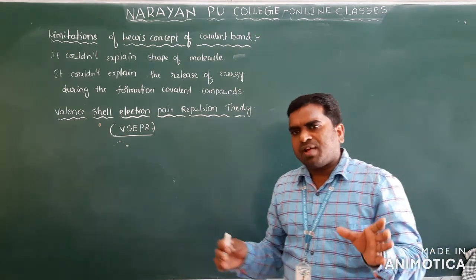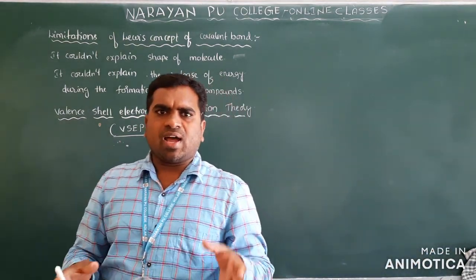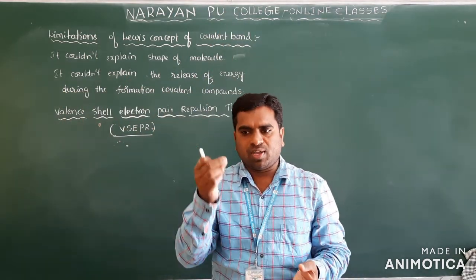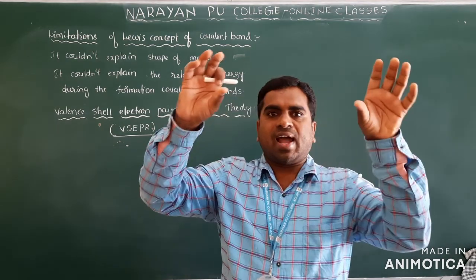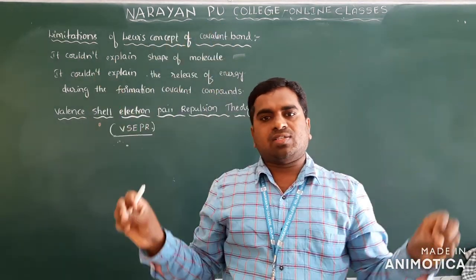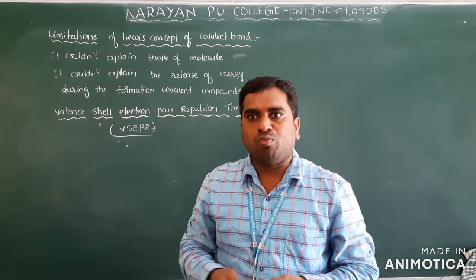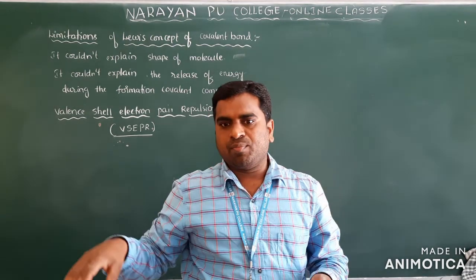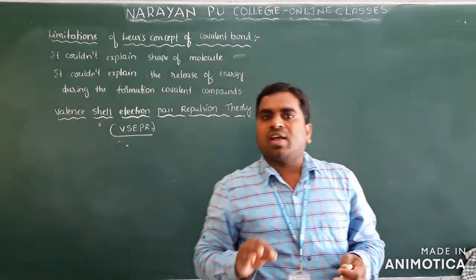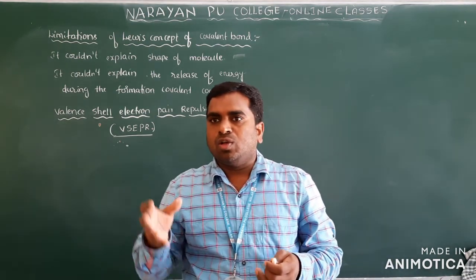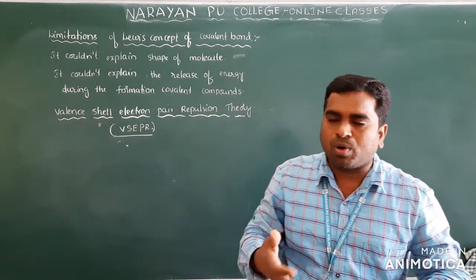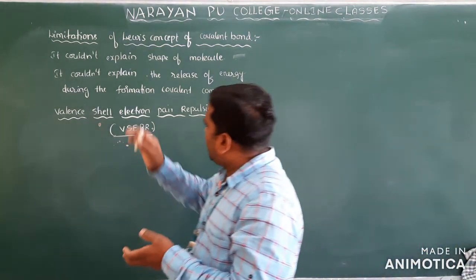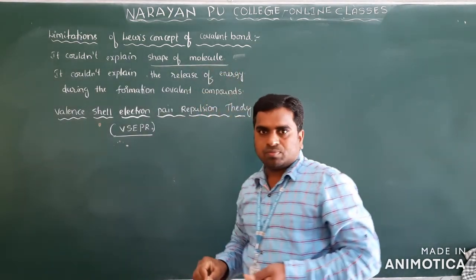So every time when we are writing the Lewis dot structure, as I previously mentioned, first we will keep the central atom, and around the central atom we will put the surrounding atoms in our own way. We don't know where we have to put. Clear? So if you write like this, you will not get the exact shape or geometry of the molecule. So it failed to explain the shape of the molecule.